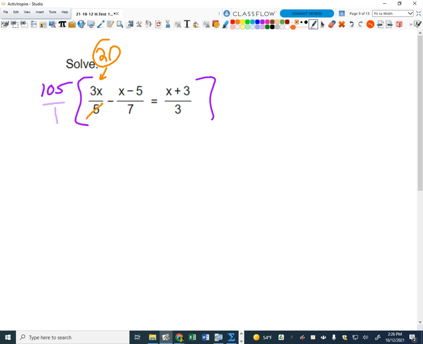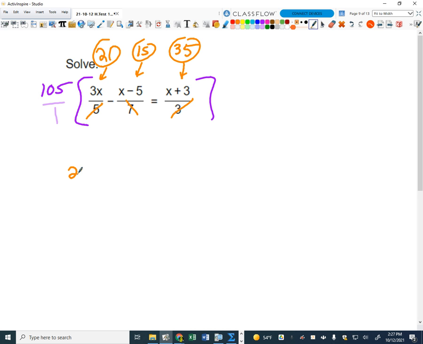Okay, what's 105 over 7? Not that big. Yeah, 15. Yep. Okay, so cancel that. Now I'm going to distribute a 15. 105 over 3. There you go, 35. And I'll distribute that. Okay, but what's that look like when I do this distribution?